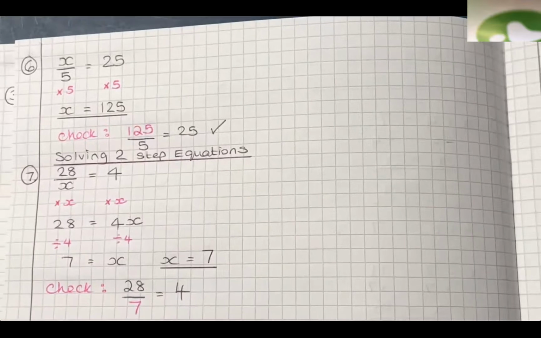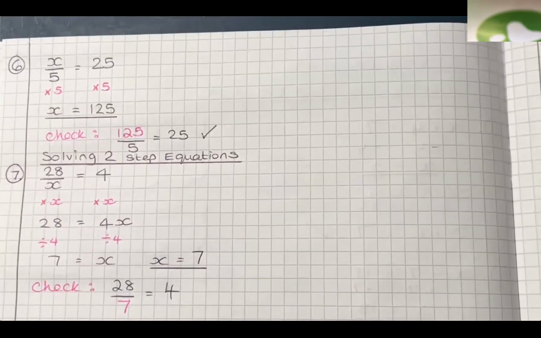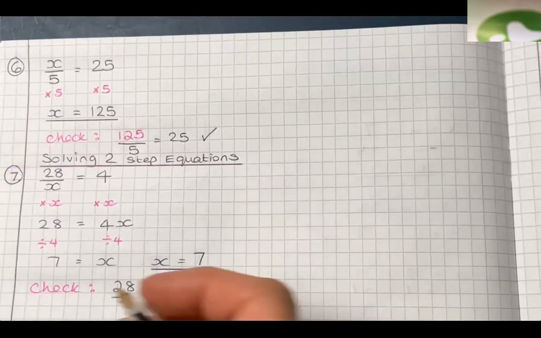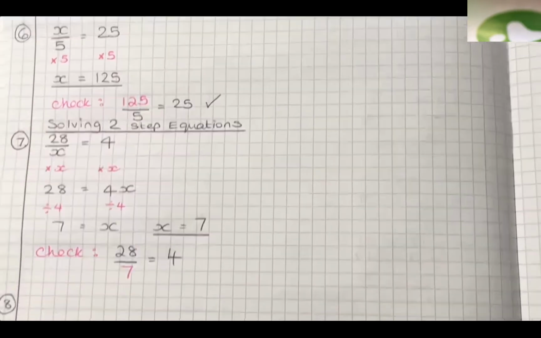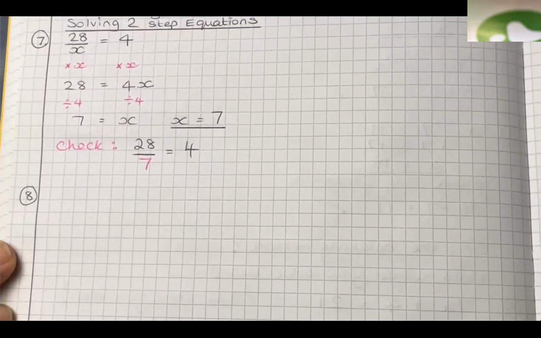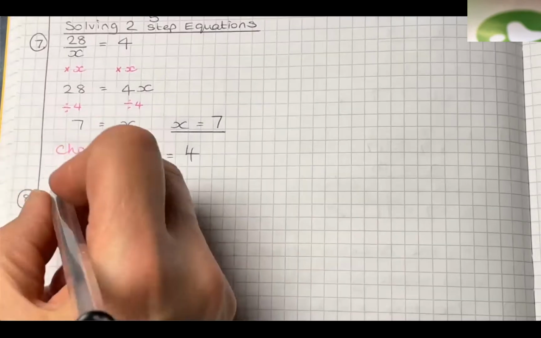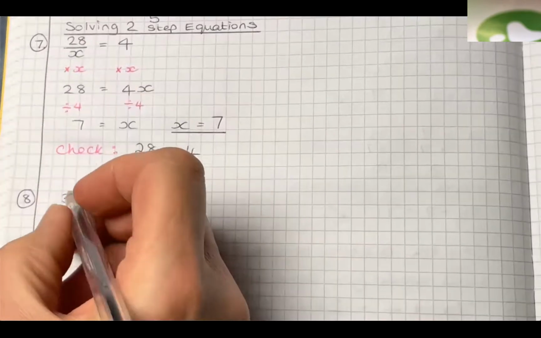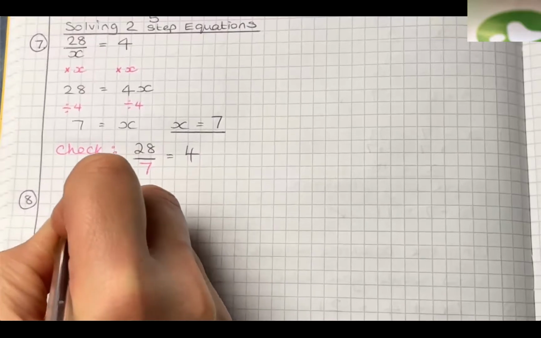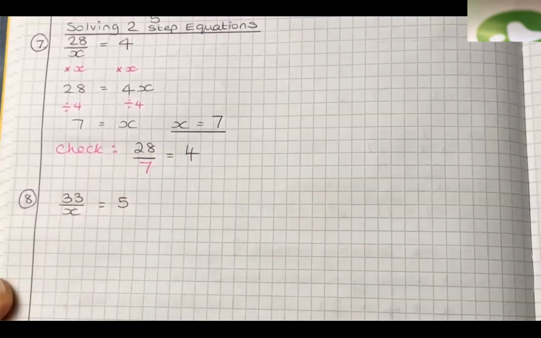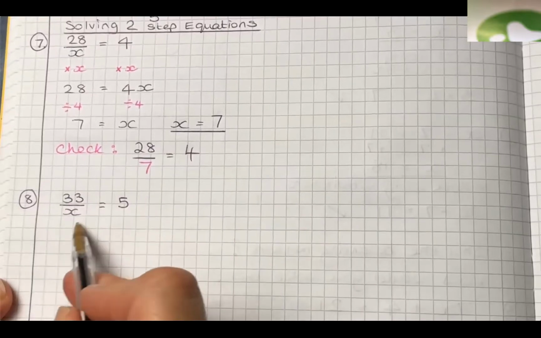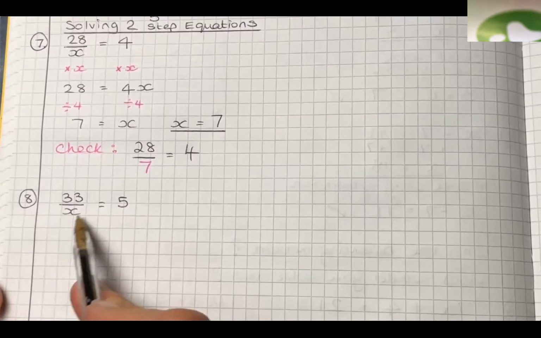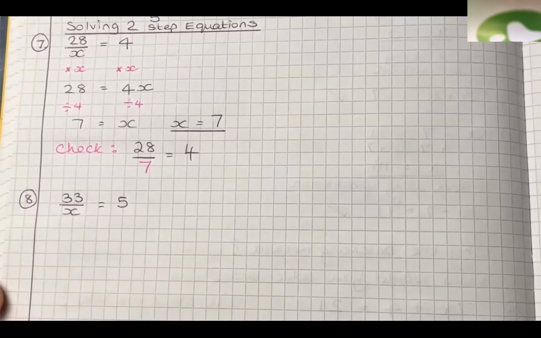Solving 2-step equations. Let's have a look at another one. Remember, there's a reason why I want you to use the balancing method. Because what if, instead of 28 over x equals 4, I'd given you 33 divided by x equals 5. Now, I can't just use substitution and trial and improvement and say, well, what if x was 5? What if x was 6? I'm not going to get a solution that way.